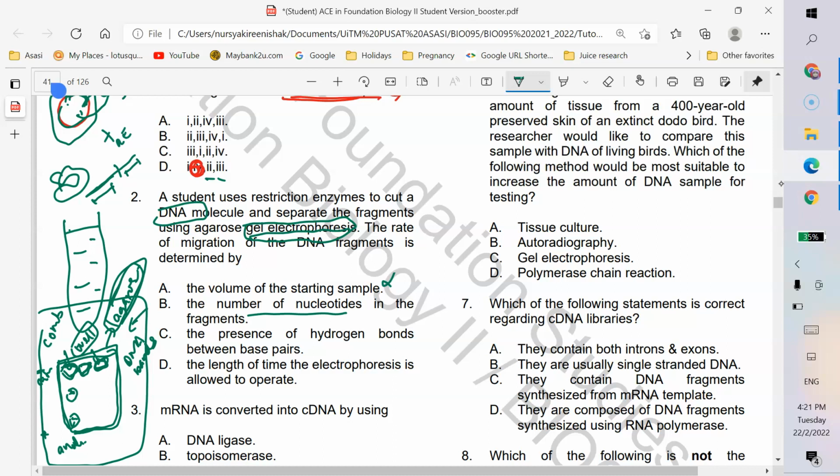The number of nucleotides will determine the mass, kan. So lagi panjang DNA fragments tu, lagi banyak nucleotide dia. Lagi pendek DNA fragment tu, lagi sikit bilangan nucleotide dia. So this should be the answer lah, B.